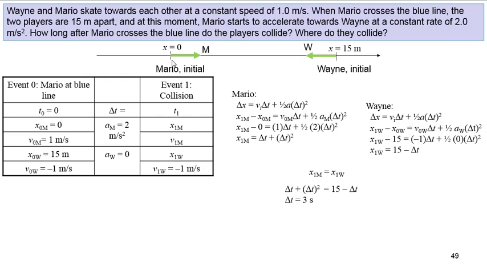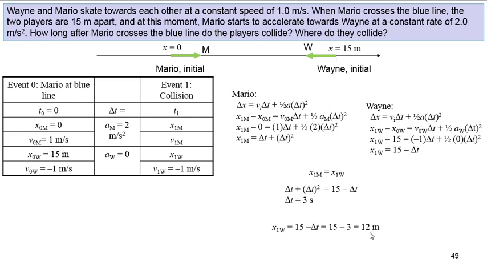So now I've answered the first question. How long after Mario crosses the blue line do they collide? 3 seconds afterwards. Where do they collide? Well, that's like solving for x1. So I need to plug back into one of these equations. Let's do it here because it's easier. I can just plug in delta t is 3, and I get 12 meters.